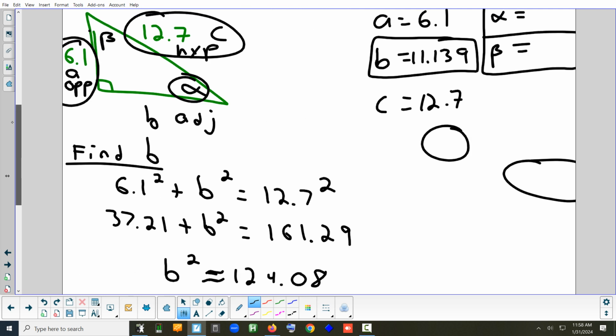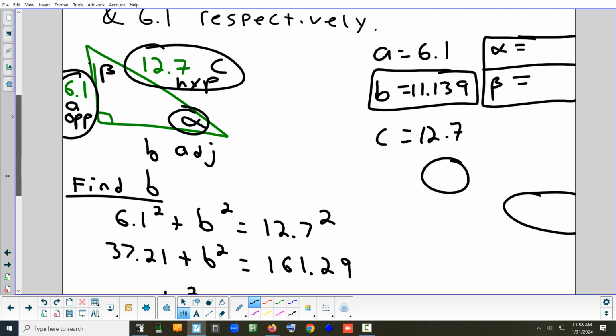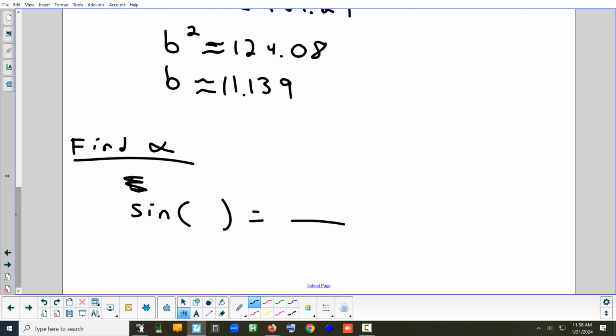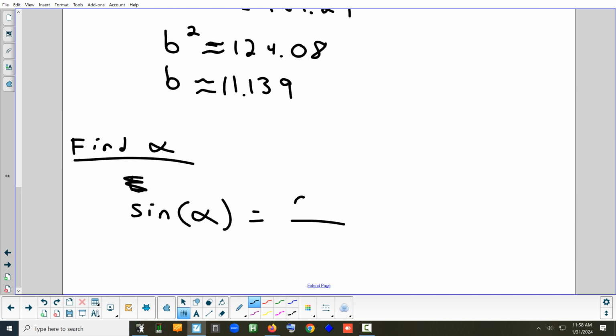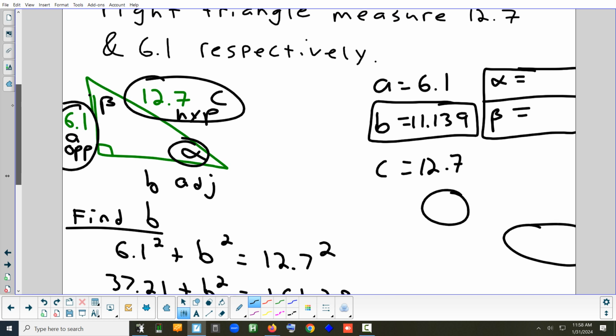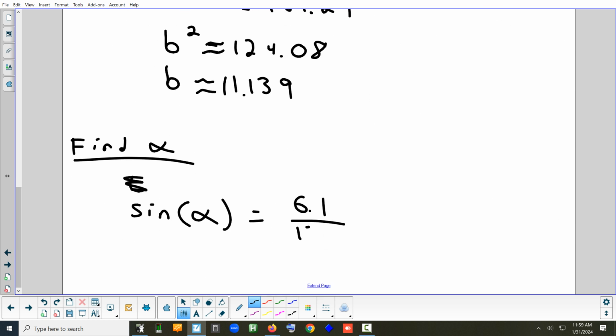Okay. What's our angle that we're trying to find? Alpha. And this is the first time we've ever had the letter on this side. It's usually been in the top or the bottom of the fraction. Now, sine is opposite over hypotenuse. What's the opposite? 6.1. And what's the hypotenuse? 12.7.